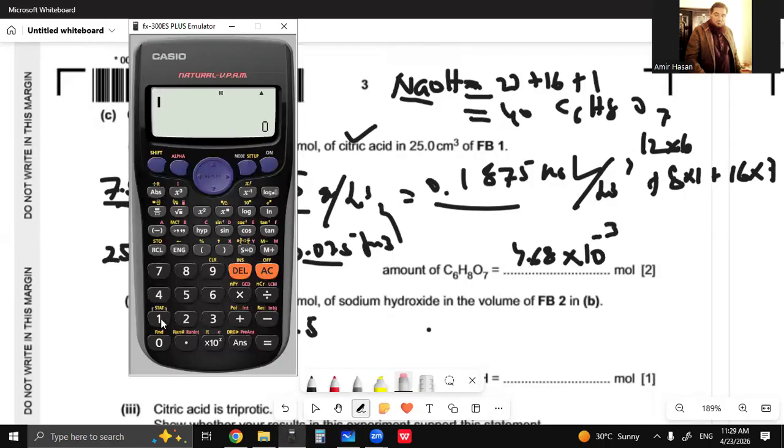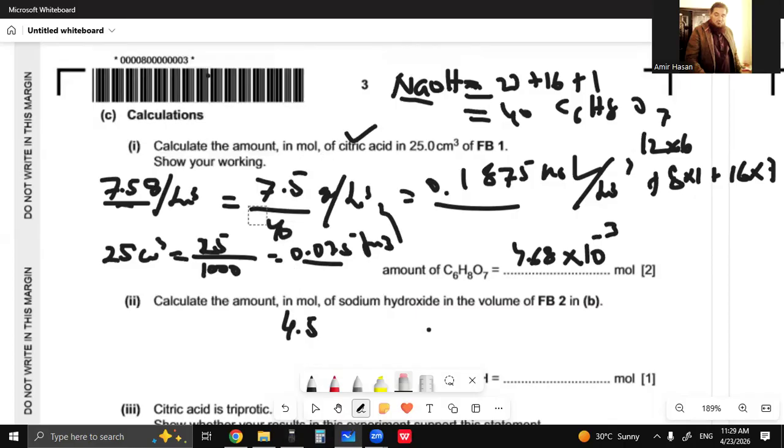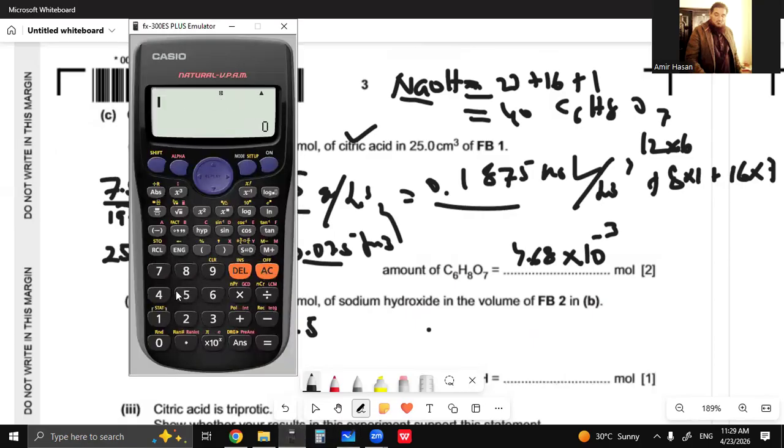12 multiplied by 6, plus in citric acid there are 8 hydrogens, so the mass of hydrogen is 8. Then plus how many oxygen? 7, so 7 into 16. Now what is coming? 192. Divide here by 192. When you divide 7.58 by 192, now you get the concentration.